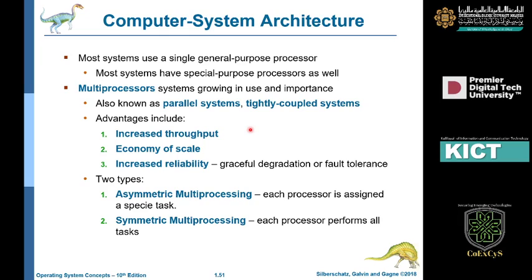There are basically two types of multiprocessor system. We have asymmetric multiprocessing, which means each processor is assigned a specific task, or symmetric multiprocessing, which means each processor performs all tasks. So they either do all the processes together in a symmetric form, or asymmetric, where each processor basically does different kinds of jobs.